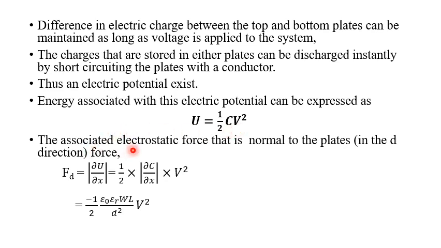And so the associated electrostatic force that is normal to the plates, that is in the d direction, is given by Fd is equal to magnitude of dou U by dou x. So that is equal to 1 by 2 times dou C by dou x into V square. So we get an expression for the electrostatic force associated with parallel plates: Fd is equal to minus 1 by 2 epsilon naught epsilon r WL divided by d square into V square.